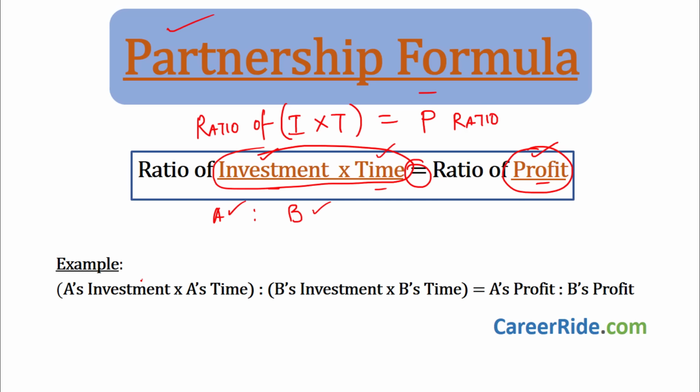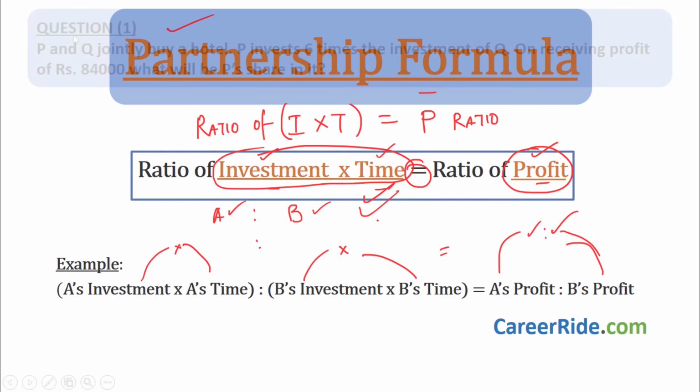It is given by A's investment in rupees multiplied by A's time period in years or months, is to B's investment in rupees multiplied by B's time period in months or years, whatever it is. That would be equal to A's profit is to B's profit. These are nothing but ratios. The ratio of profit of A to B can be calculated using this formula. Let's see how to use it.